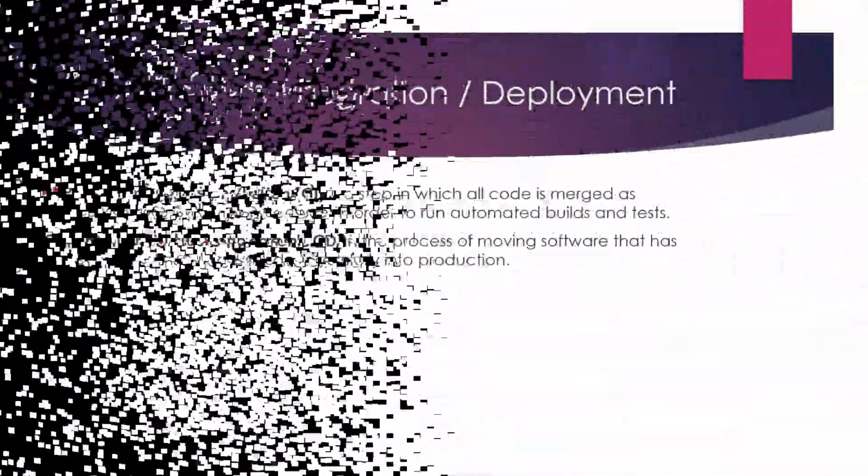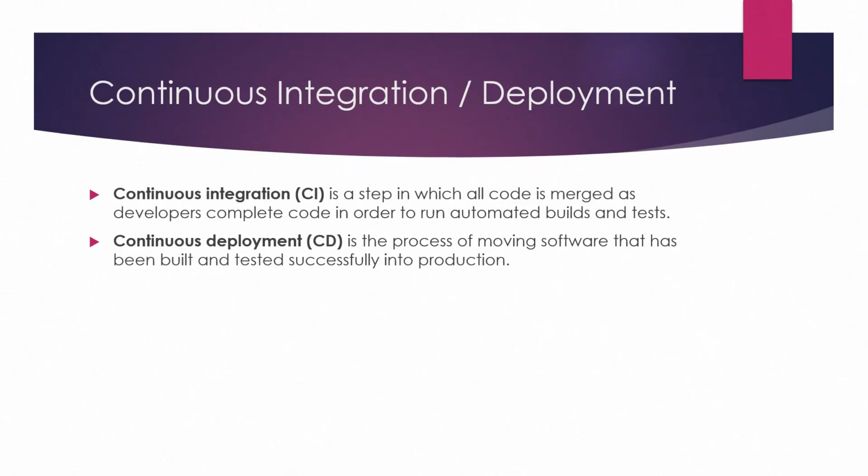So lastly, or finally, we can now move on to continuous integration and deployment and think about what these are. So these are the definitions. That's a bit of terminology here for you. We read that continuous integration is a step in which all code is merged as developers complete code in order to run automated builds and tests. And then the deployment is the process of moving software that has been built and tested successfully into production.